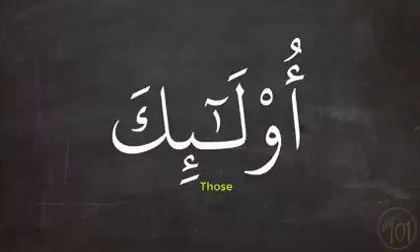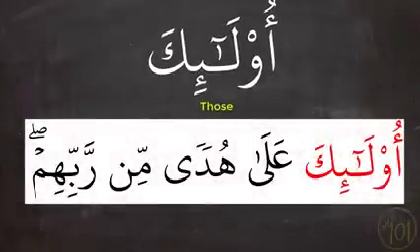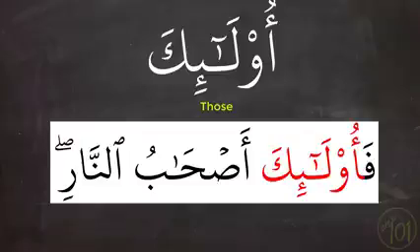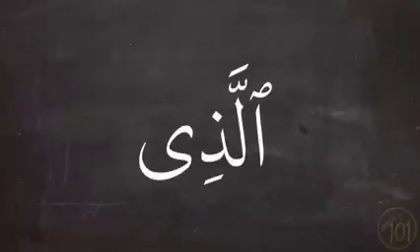And أُولَئِكَ means those. And every single mention of أُولَئِكَ has the mad muttasil. So this means that you will have to extend it 4 or 5 harakat. أُولَئِكَ عَلَى هُدًى مِّن رَّبِّهِمْ. فَأُولَئِكَ أَصْحَابُ النَّارِ. الَّذِي means he who. So obviously it refers only to male nouns.